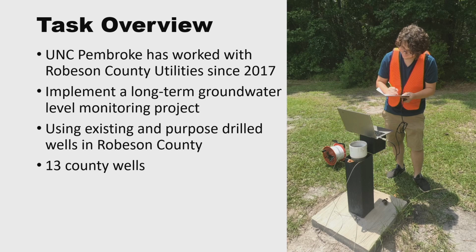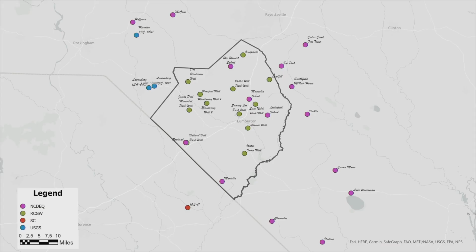Now, the wells that we're looking at are primarily, as I'll talk about, in the county, but we're also using other wells to get around some of these edge effects. Here you can see our array of wells. The ones in green are our project wells specifically, but we're also using these NCDEQ wells, which are in purple, the blue wells, which are USGS wells, and the red dot just over the border is a South Carolina well.